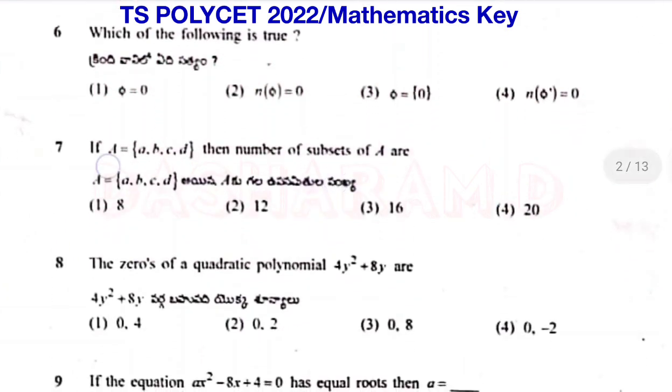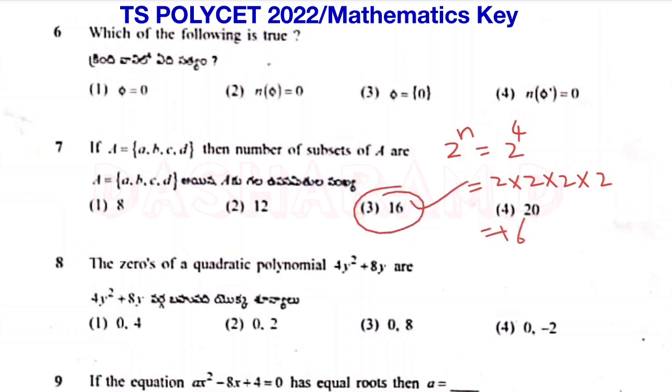Next, seventh one: if A equals set of a, b, c, d, then the number of subsets of A are. We have a direct formula to find the number of subsets, that is 2 to the power of n, where n means the number of elements in the given set. In the given set the elements are 4. So 2 to the power of 4, that is 2 into 2 into 2 into 2, total 16. So option 3 is correct.